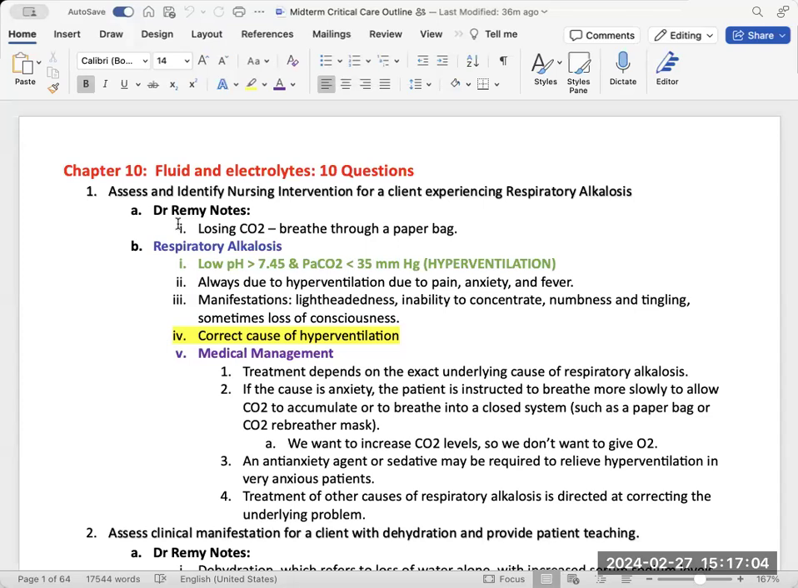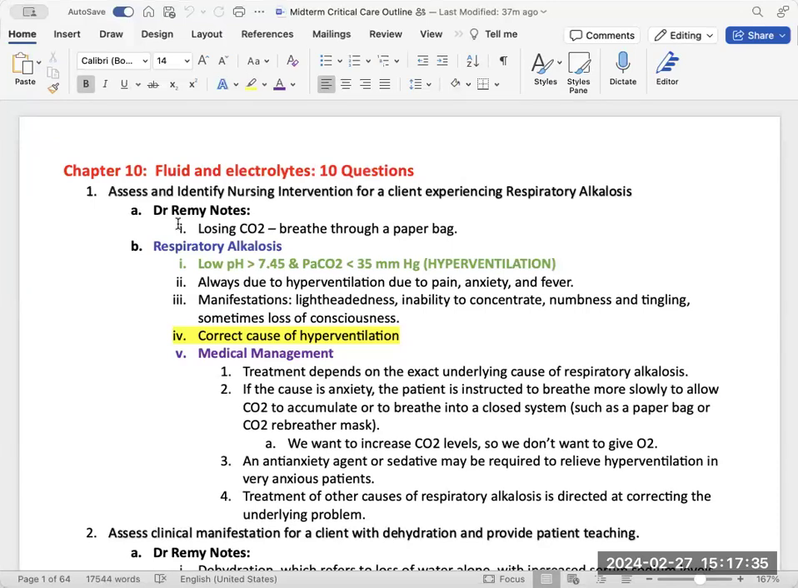Now, something that I've seen in the textbook is that when it comes to respiratory alkalosis, we need to correct the hyperventilation. So, what is causing that? Common causes include pain, anxiety, fever. Anxiety is one of the most common causes, right? If you're anxious, you're going to breathe faster. So, usually they'll say breathe through a paper bag. That's one intervention if it's related to anxiety.